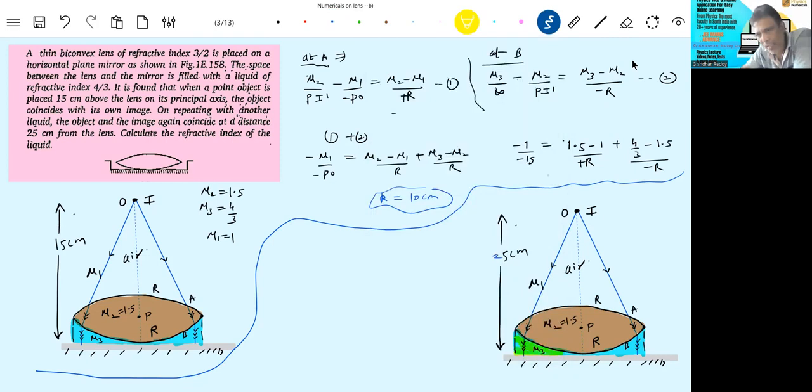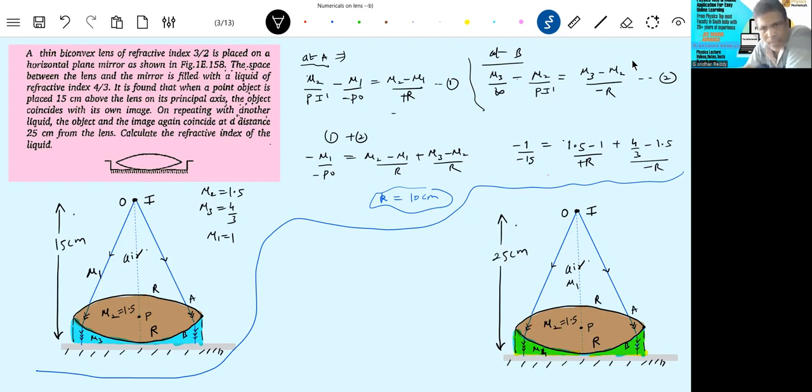I'm changing color. Earlier it was blue, no? Now it will be green color. We have to calculate the refractive index of this liquid. Mu 4, I'll write it. Mu 1 as usual, this will be mu 1, this will be 25.